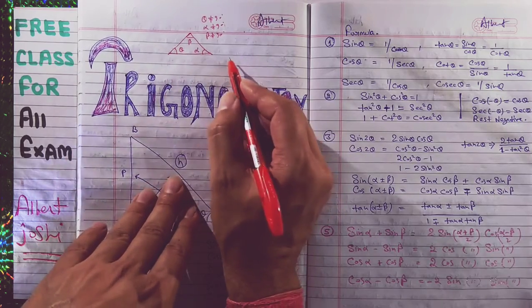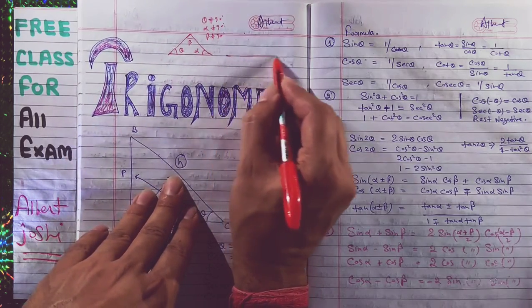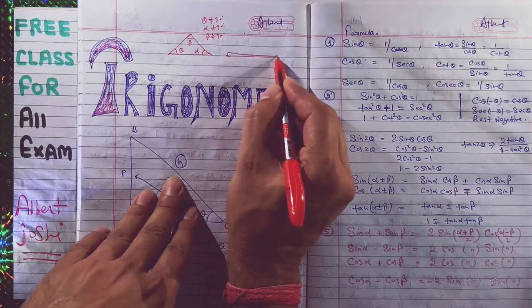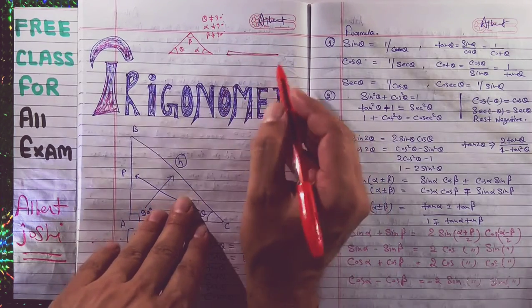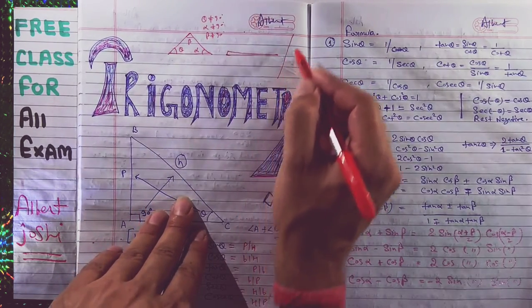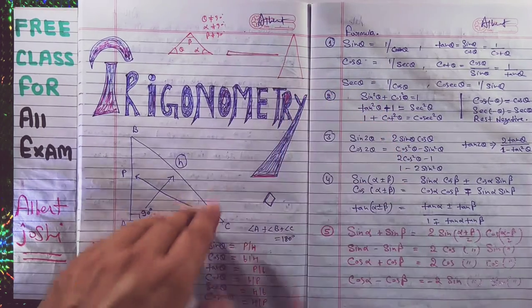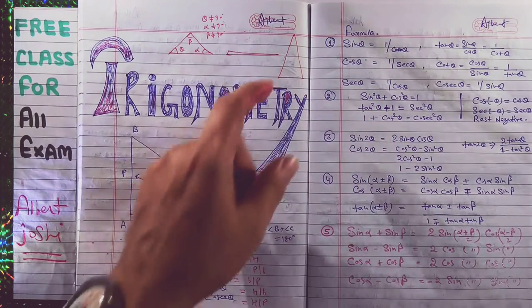So your triangle can be anything. This is also a triangle, this is also a triangle, and this is also a triangle. A triangle's shape may be anything.